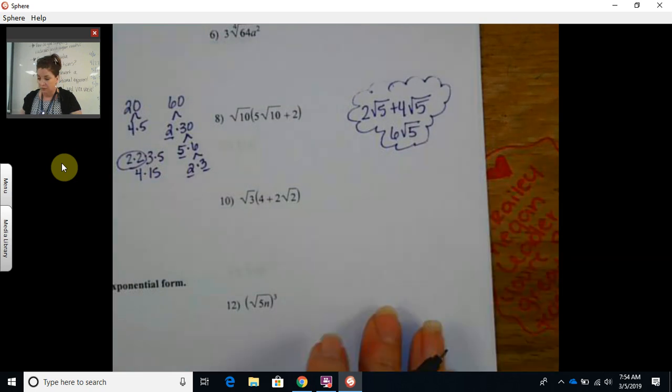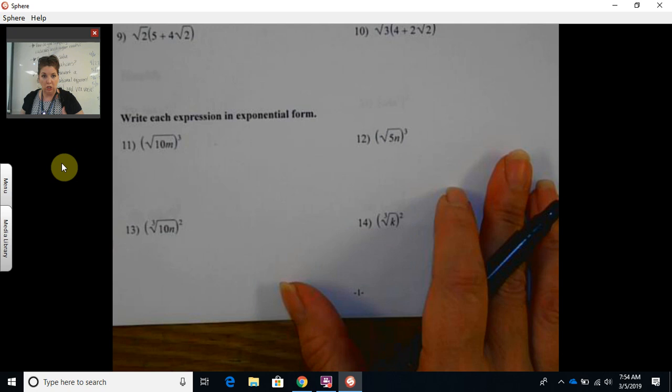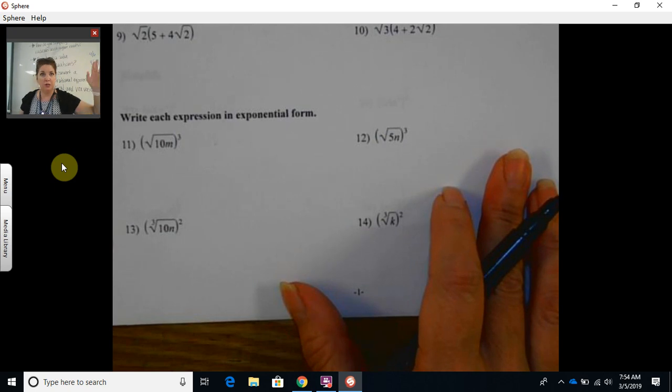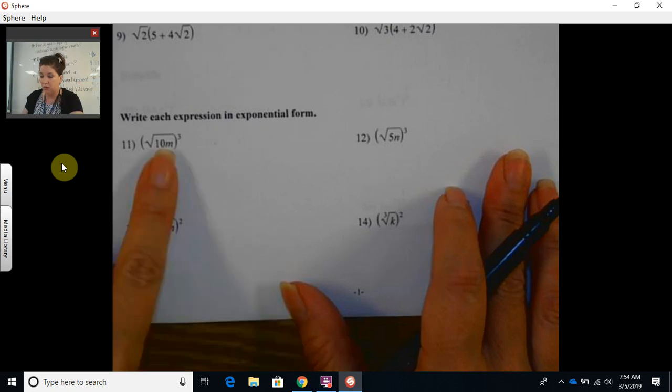All right, 11, 12, 13, and 14, write each expression in exponential form. Currently, it's in radical form. Exponential form means we're going to rewrite it. There's not going to be a radical, and our exponent will be a fraction. That's what rational means, right? So, this is the square root of 10m quantity cubed.